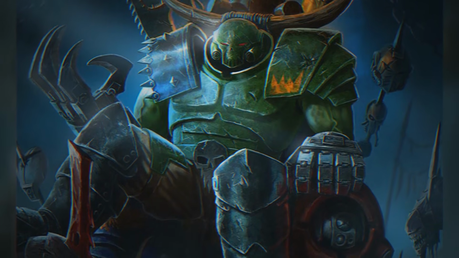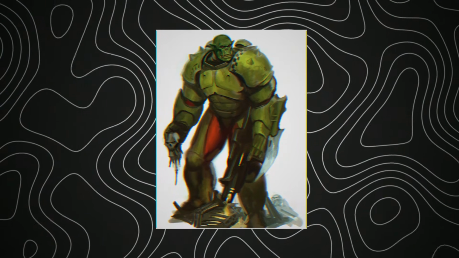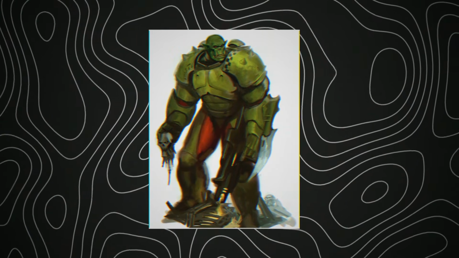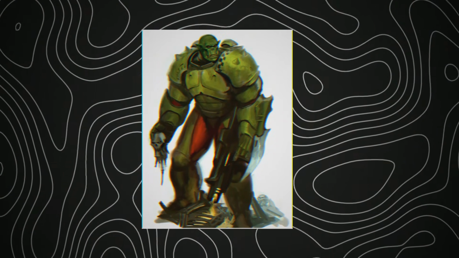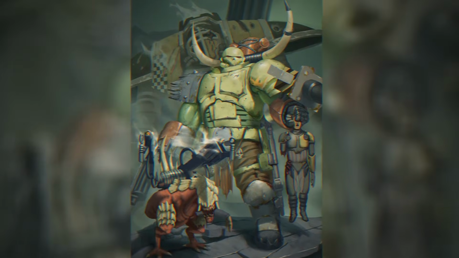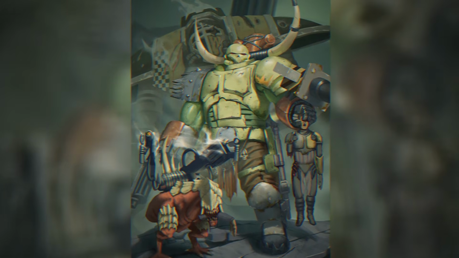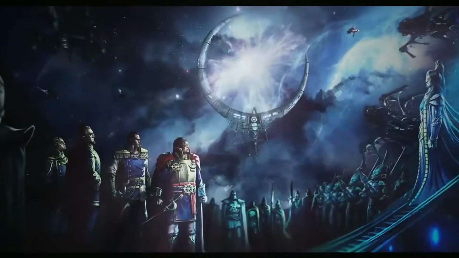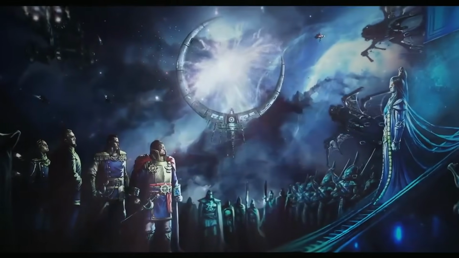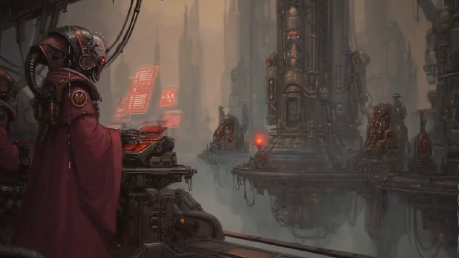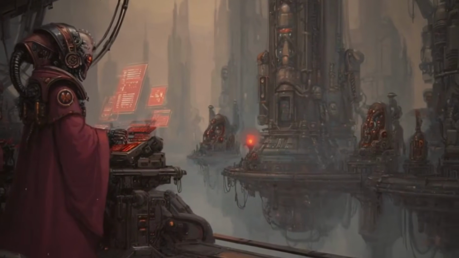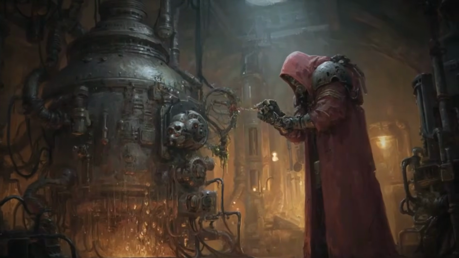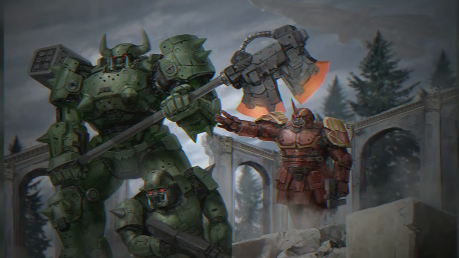Their physiology was a marvel of biological engineering, their muscles dense and powerful, their bones almost unbreakable. They possessed a natural aptitude for strategy and tactics, and their sheer numbers could overwhelm almost any foe. Unlike the Eldar, who were refined and elegant, the Krork were brutal and direct, a blunt instrument wielded with devastating effectiveness. They were the hammer to the Eldar's scalpel, both indispensable tools in the Old Ones' arsenal.